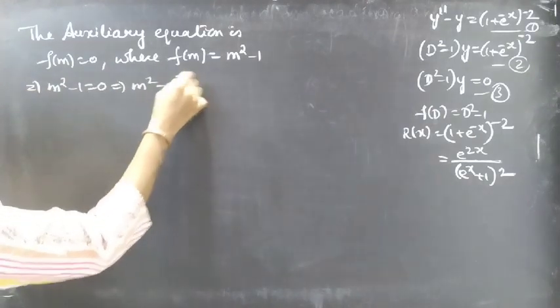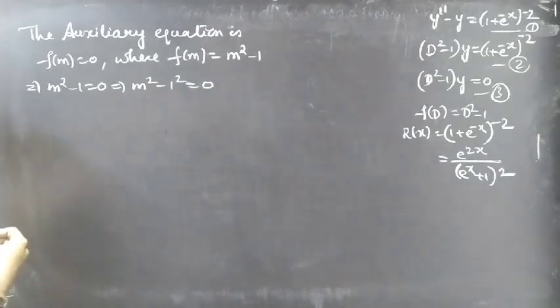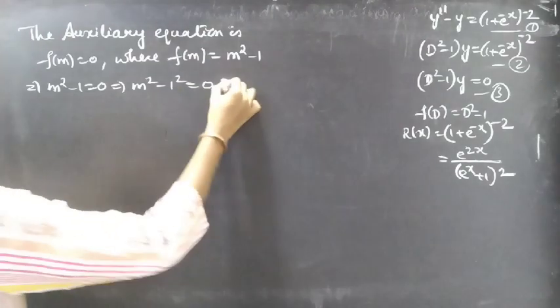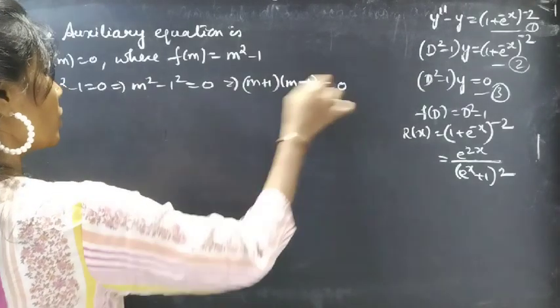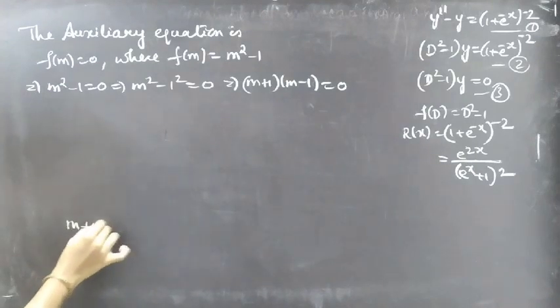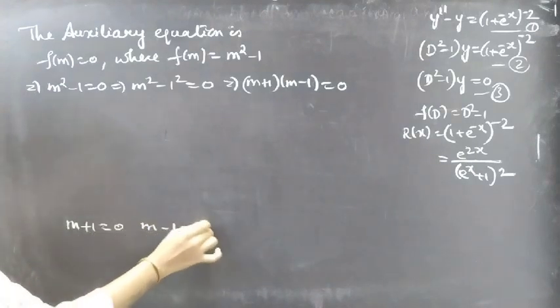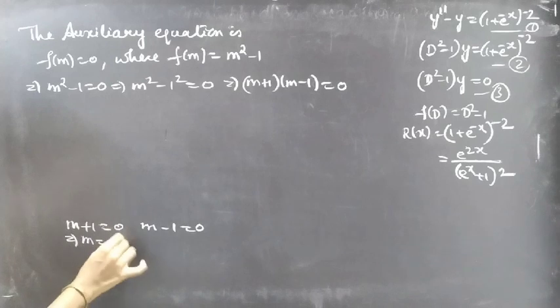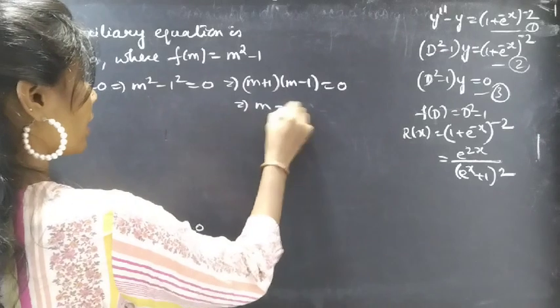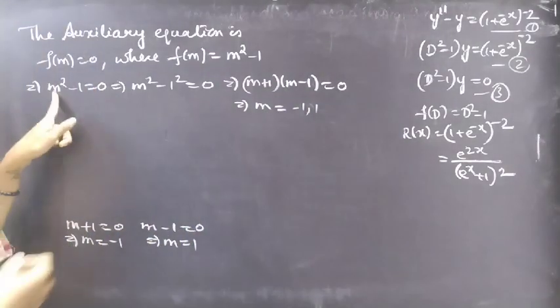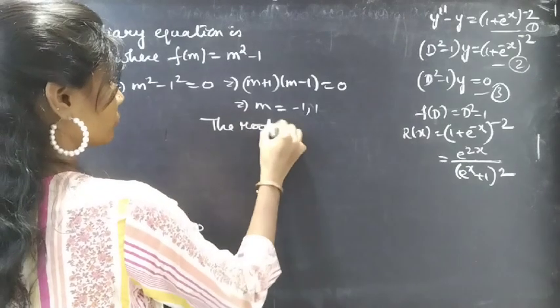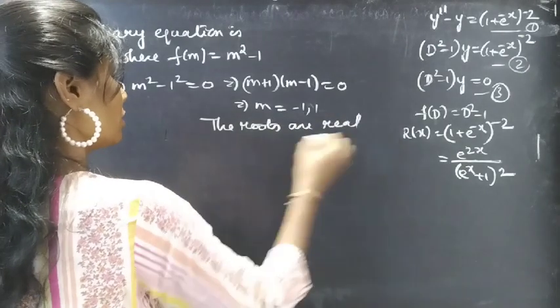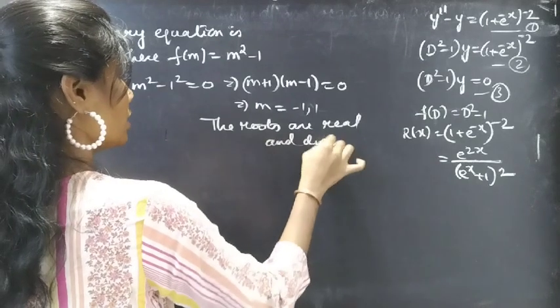We can write 1 as 1 square, so that the LHS will be of a square minus b square form, and we can write it as (a plus b) into (a minus b). Now just equate each factor to 0. From m plus 1 equals 0, we get m equal to minus 1, and from m minus 1 equals 0, we get m equal to 1. So m equal to minus 1 and 1 are the roots of our auxiliary equation. Therefore, the roots are real and distinct.